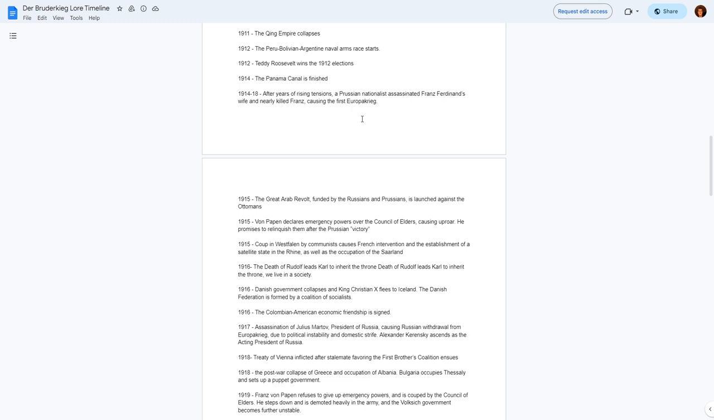1917, assassination of Julius Martov, president of Russia, causing Russian withdrawal from Bruderkrieg due to political instability and domestic strife. Alexander Kerensky ascends as the acting president of Russia. 1918, Treaty of Vienna inflicted after stalemate favoring the First Brothers coalition ensues.